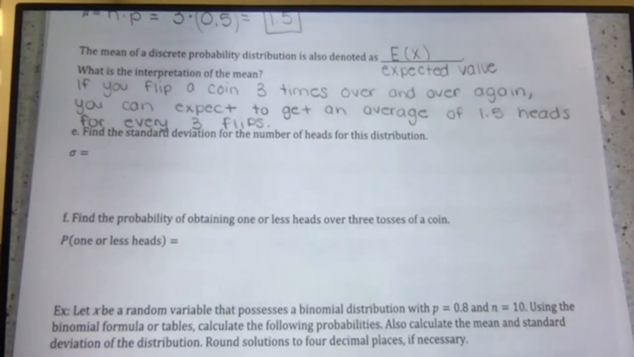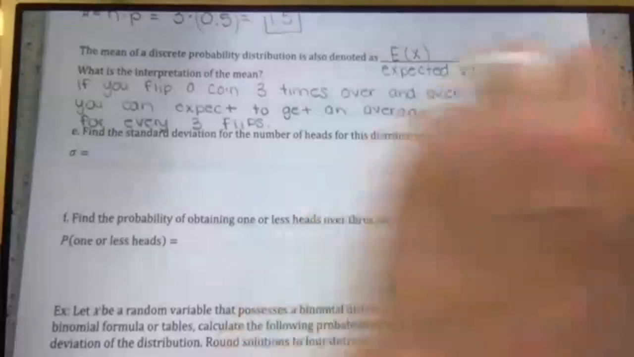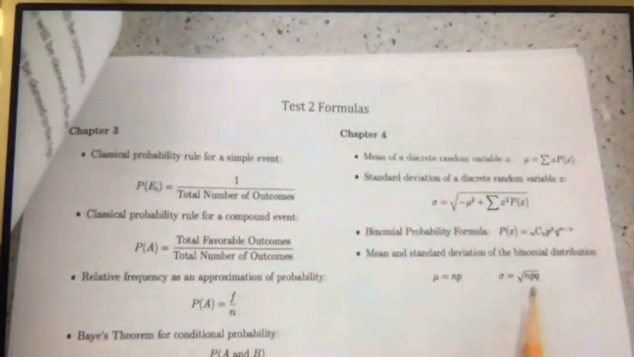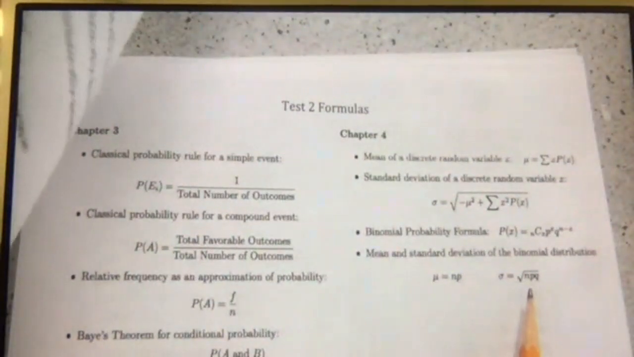Last, no, it's still not last, part E. Find the standard deviation for the number of heads. So going back to our formula sheet, the standard deviation is the square root of n times p times q. It's on your formula sheet.